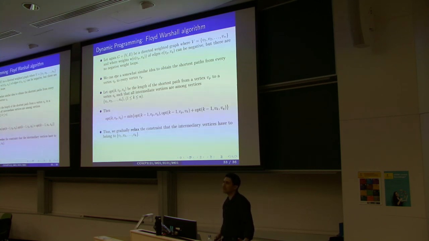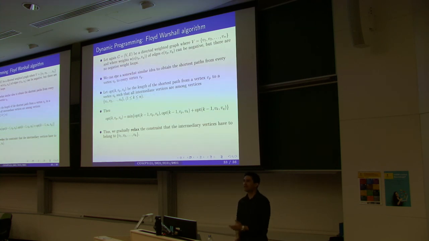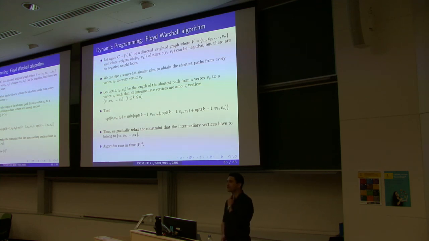As you increment k, you're allowing for more optimal solutions. And once k is v minus 1, you're guaranteed to include the optimal solution and the length of the optimal solution as well. One nice thing about this algorithm is, firstly, just a point about the running time: it's cubic in the size of the vertex set.